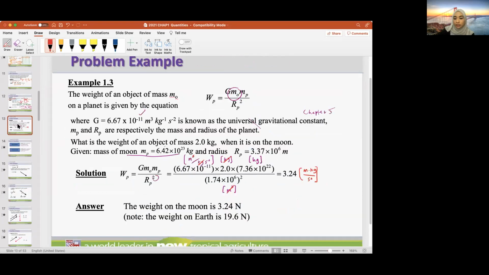Let's go back to the example. Kilogram, meter over second squared. Yay, so it is Newton. So this is our weight.